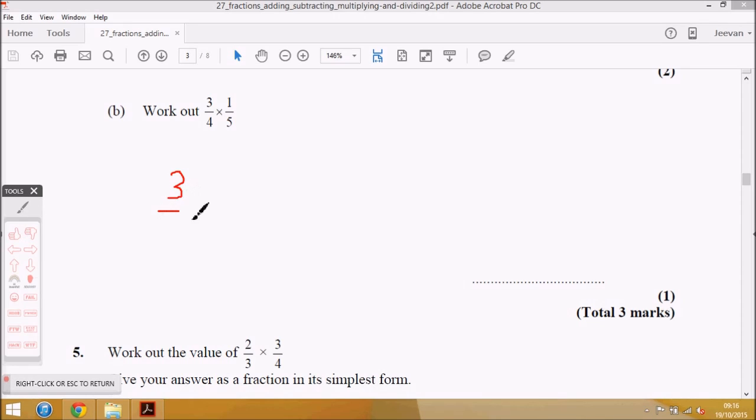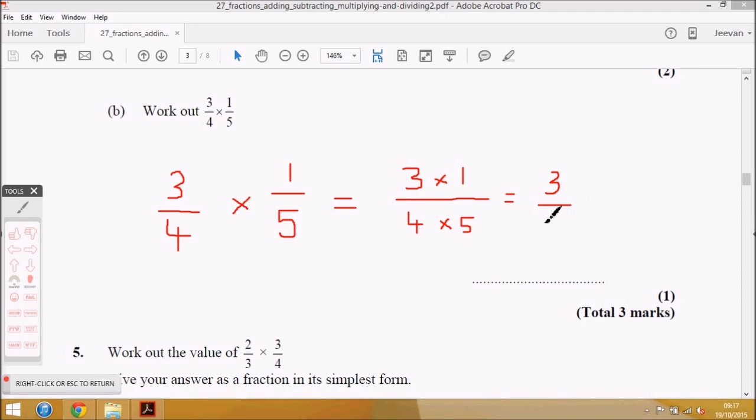So if you have 3/4 multiplied by 1/5, you just multiply across the top. So we have 3 times 1, multiplying the two numerators, and you multiply the two denominators separately, so 4 times 5. And that is just equal to, well, 3 times 1 is 3, and that is all over 4 times 5, which is 20. And that is your answer. Your answer to this question is just 3 over 20.